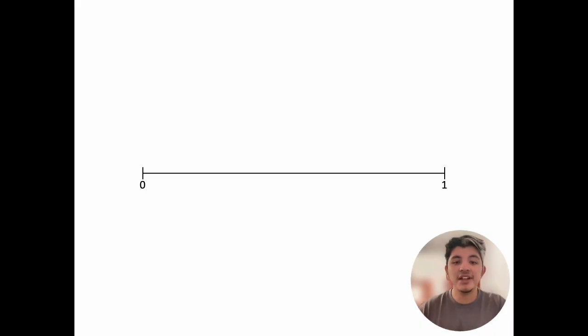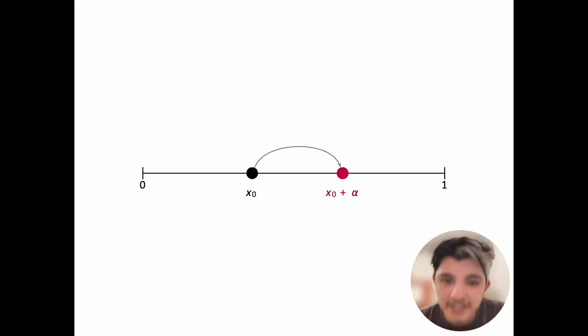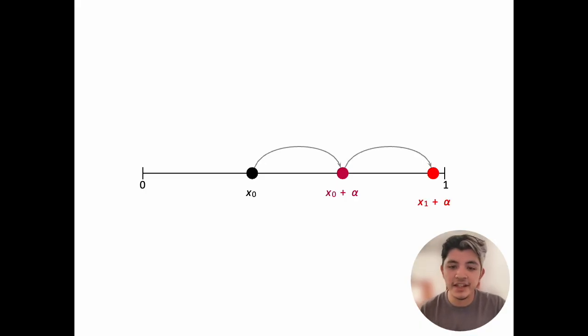Okay, let's consider the interval [0, 1], and let's place an arbitrary point x sub 0. If we apply the function t to that point for an arbitrary alpha, the result is a jump of size alpha, like this. And now, if we apply the function t to this new point, the red point, we obtain another jump of size alpha in here.